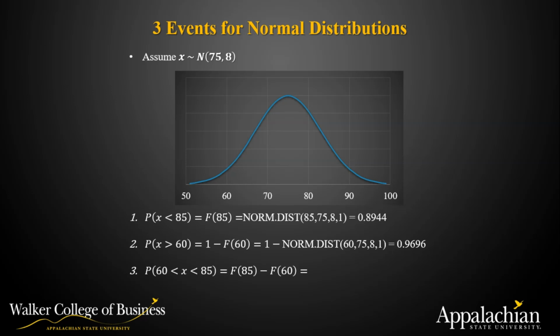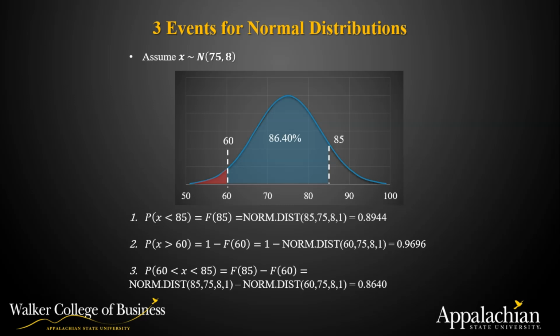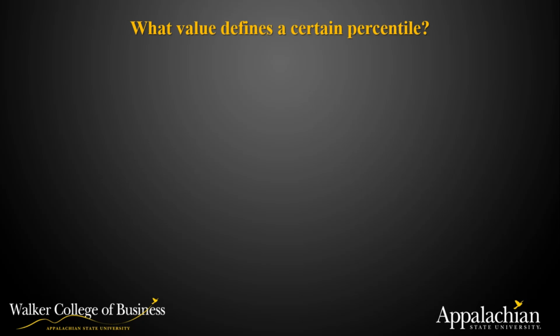And then our last type of event is the chance that x falls between two values. In this example, we're going to calculate the probability that x is between 60 and 85. As we saw before, we're going to evaluate the CDF at 85 to calculate the chance of getting less than 85, and subtract from that the CDF evaluated at 60 to get the remainder in the middle. To do this, we just type in equals norm.dist evaluated at 85 and subtract from that norm.dist evaluated at 60 to get the 86.4% that we see.